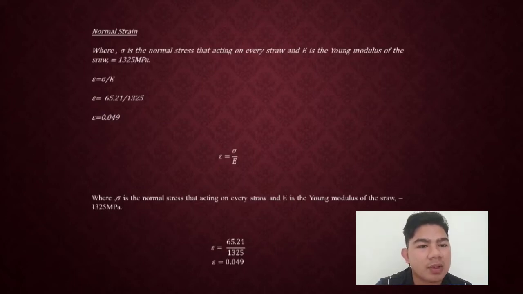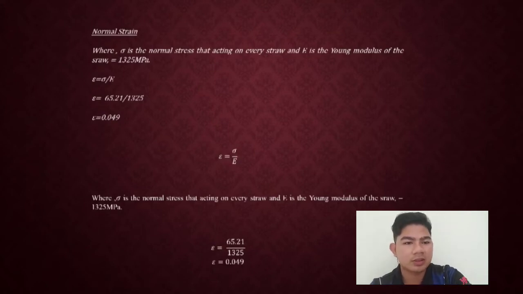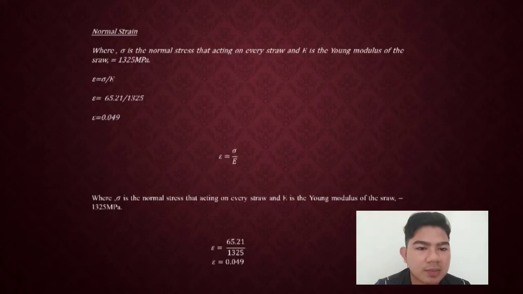Young's modulus for polypropylene is 1325 megapascal. When 8 kg load is put on the top of the tower, the stress is assumed to be evenly distributed to each support straw. The normal strain can be calculated by using normal stress over Young's modulus of polypropylene.